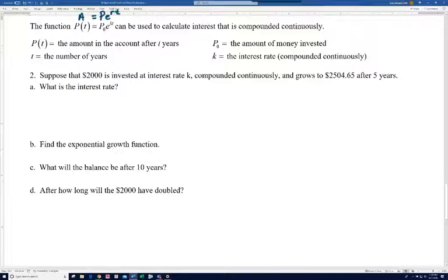Notice P of t is the amount in the account after t years. It's not a population anymore. P naught is the amount of money invested, or the starting amount. T is still the time in years. And notice instead of R we use K for the interest rate. So it's exactly what we did before. It's just using the general formula here.